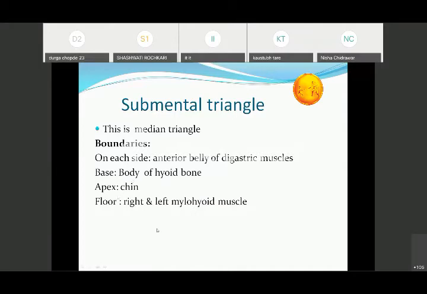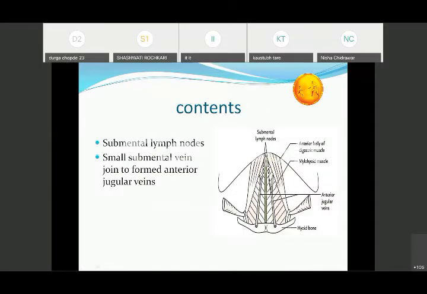The floor of this triangle is formed by the right and left mylohyoid muscle. So in this figure, you can appreciate this is the mylohyoid muscle which forms the floor of the triangle, and this is the median raphe of the mylohyoid muscle, what you appreciate in green color. Then what are the contents of this triangle? The main important content is the submental group of lymph nodes.